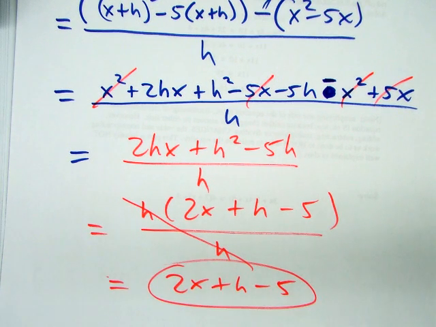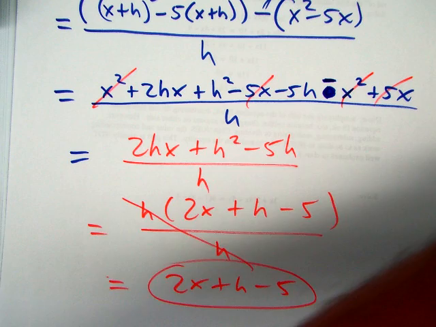Okay, so for both of those, you ended up getting a negative 5 in the end.